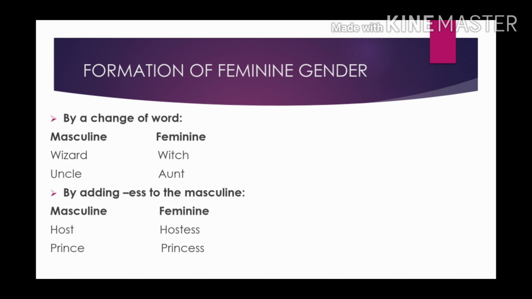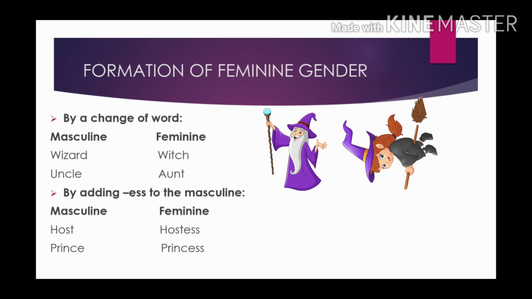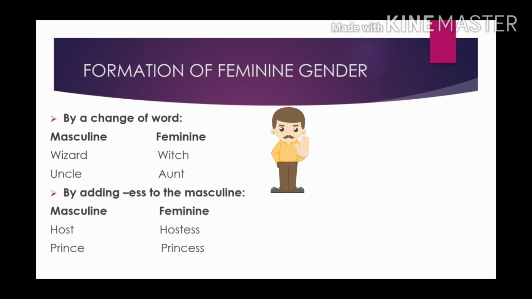Now, how do we form the feminine gender? The first rule is by a change of word. We change the entire word. For example, if the masculine word is wizard, the feminine will be witch. Uncle will be aunt.